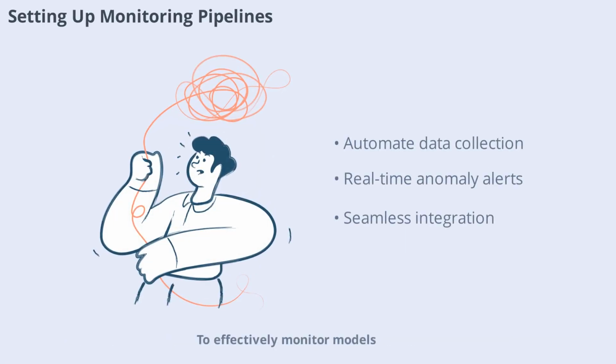To effectively monitor models, it's important to establish automated monitoring pipelines. These pipelines collect, process, and analyze data in real time, providing timely alerts when anomalies are detected. Automation reduces manual effort and ensures consistency. By integrating monitoring pipelines with your deployment infrastructure, you can quickly identify and address issues, keeping your models running smoothly and efficiently.